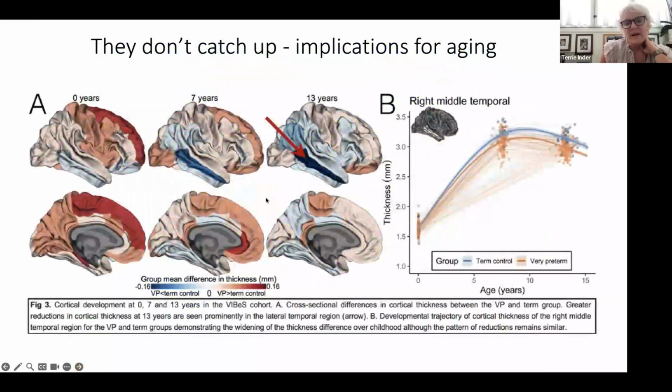And in fact, kind of scarily now, as we follow our cohort, it becomes more and more prominent with age, that what we have left as the stigmata of their neonatal experience becomes more exaggerated in terms of the difference between typical brain development and brain development in adolescence and into early adulthood.